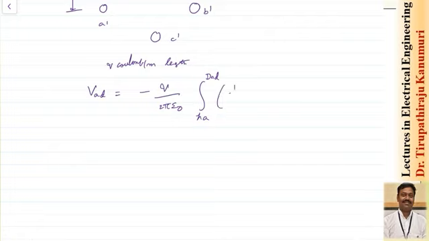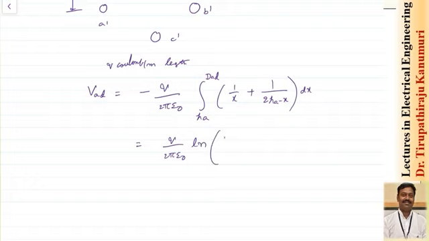That will be 1 by x. This is due to conductor A, and it also has an image conductor A dash. So for a given value of x, this can be represented as 1 by 2 times HA minus x, which is the distance of the image conductor A dash from the location x that we are considering. So this will be dx, and this will be equal to Q by 2 pi epsilon naught into ln of (2 times HA minus DAD) divided by DAD. Let us take it as equation number 1.